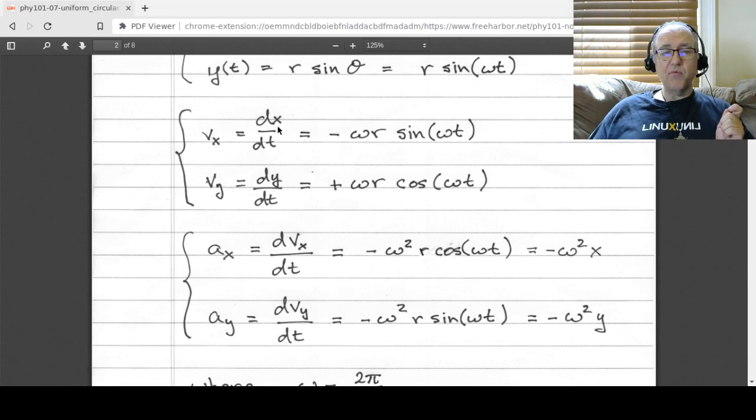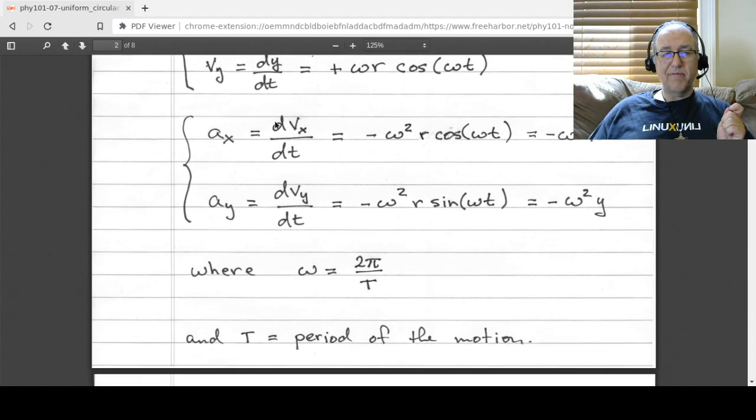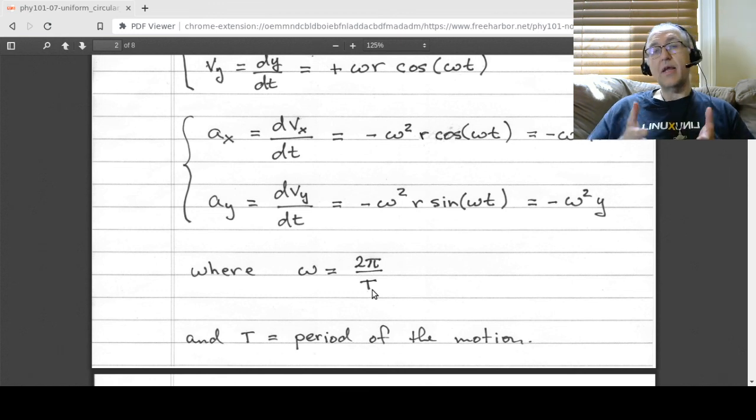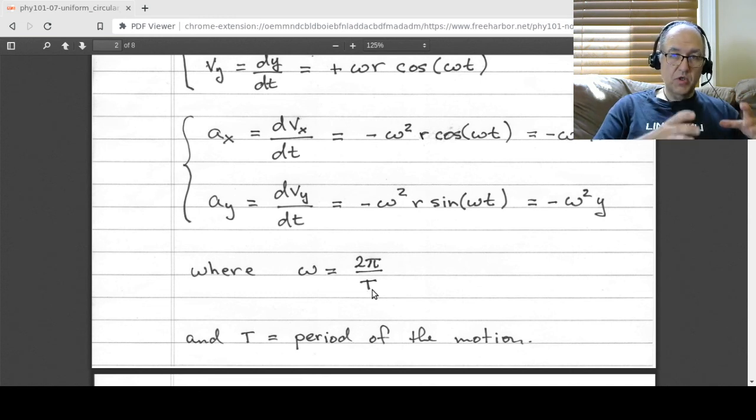But before we do that, let me just define very clearly what omega is here, okay? Omega, I did sort of describe it earlier, but now it becomes a lot clearer. It's going to be 2 pi over capital T, where capital T is the period of the motion, just like in simple harmonic motion. Okay, you can think of uniform circular motion as the 2D equivalent of simple harmonic motion. So uniform circular motion is the 2D equivalent of 1D simple harmonic motion.